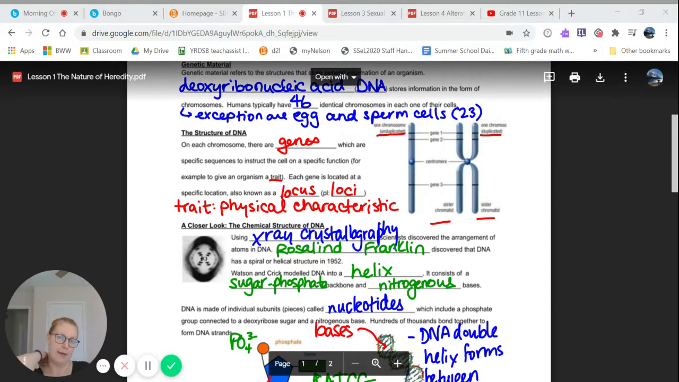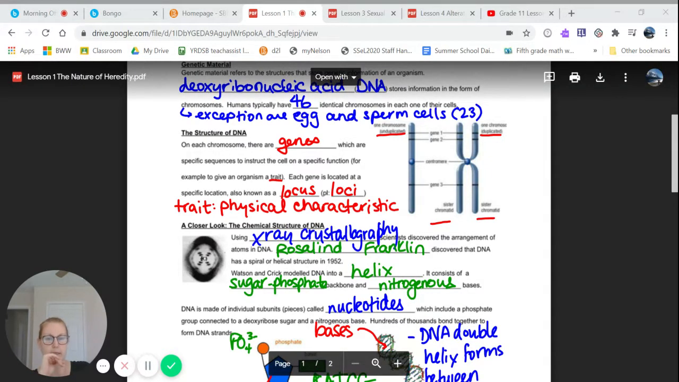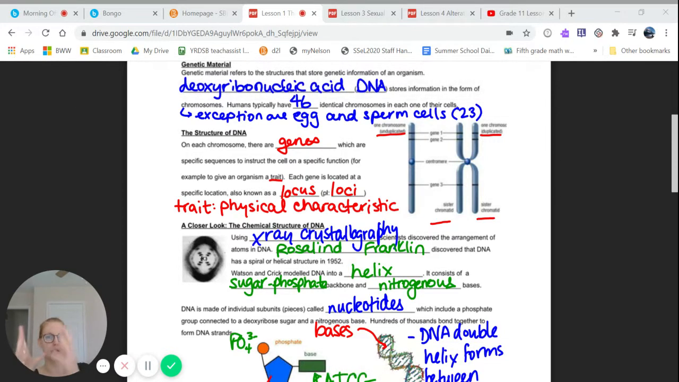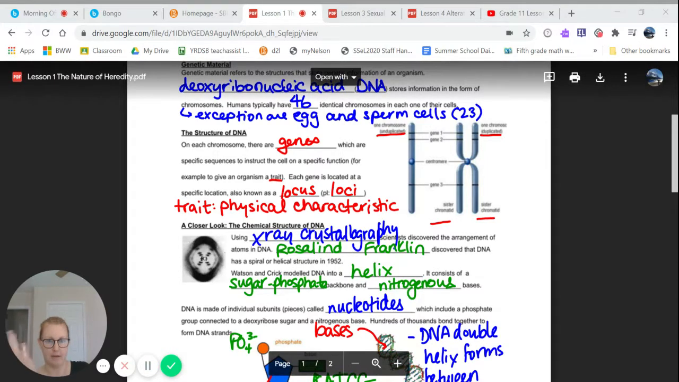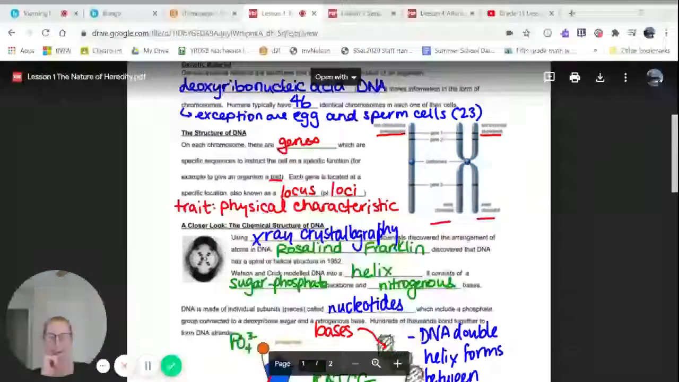Just to mention here, there's also labeled as genes. So genes are specific sequences of DNA which code for some specific trait or some specific protein. We're not going to look at this year in detail how that gene becomes that instruction. That is a focus of grade 12. But we will talk about genes for sure. We just won't see the actual process of how they become the trait itself until next year.